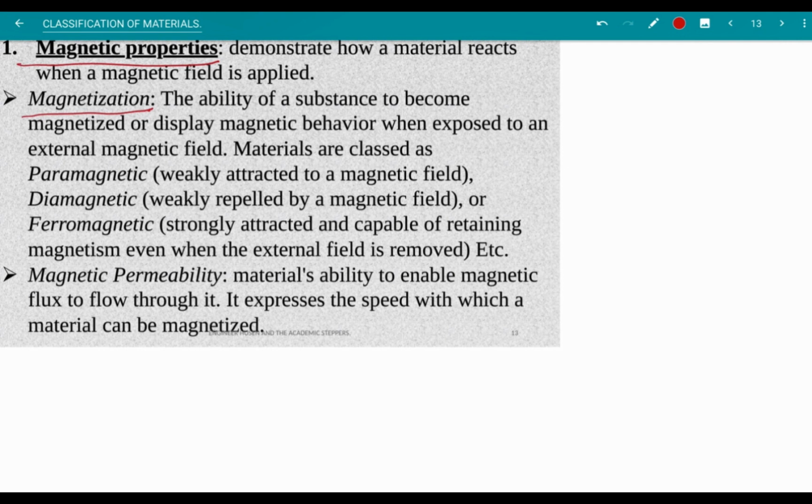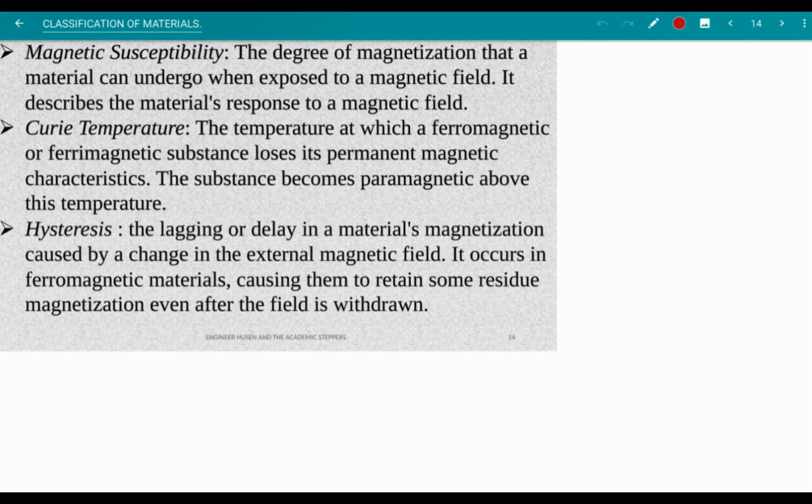We have what is known as magnetic permeability, which shows the ability to enable magnetic flux to flow through a material. Other than that, we have what is known as magnetic susceptibility. It shows you the degree or how much magnetization a material can undergo when exposed to a magnetic field. We also have things like the Curie temperature. The Curie temperature is mostly present in ferromagnetic substances because it shows you the way a material will behave: the temperature at which a ferromagnetic substance loses its permanent magnetic characteristic is what we define as the Curie temperature.